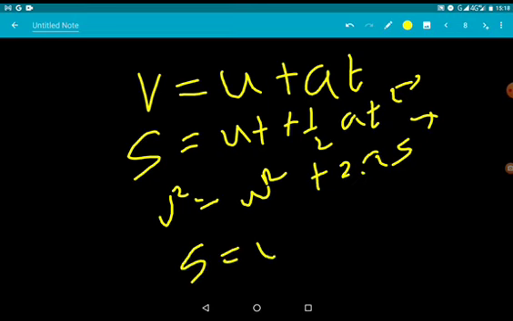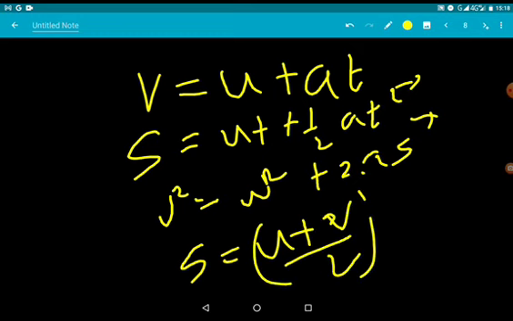S equals (U plus V) divided by 2, into T. Those are some important equations for mechanics.